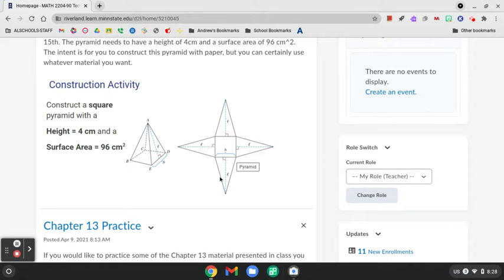Because if you're constructing this square pyramid, if you know the edge length of the base, how long each side of the base is, and if you know how long the lateral length of that triangle is, the height of that triangle, then you can construct this shape here and fold it into a pyramid.